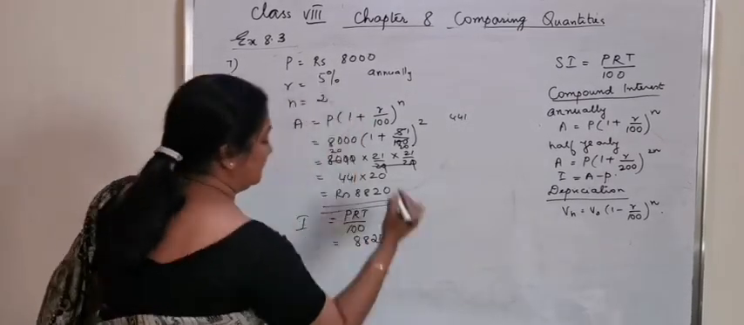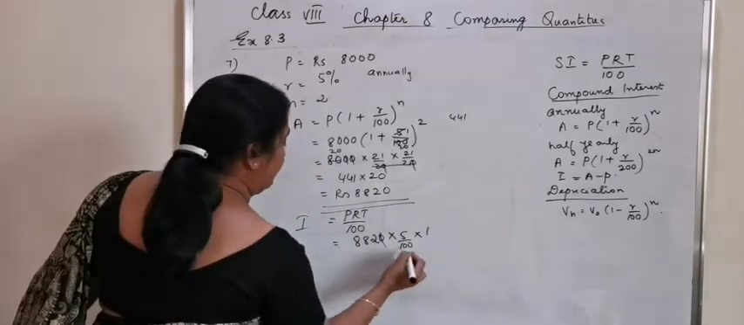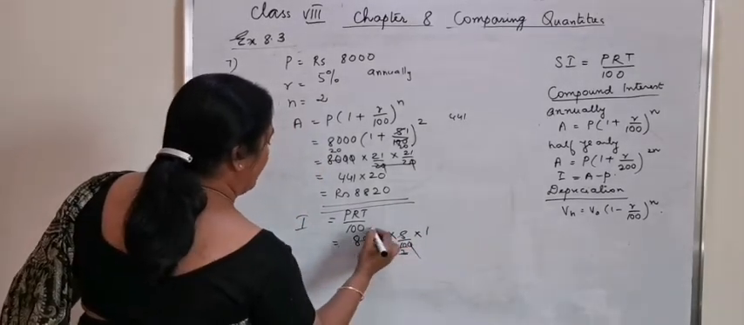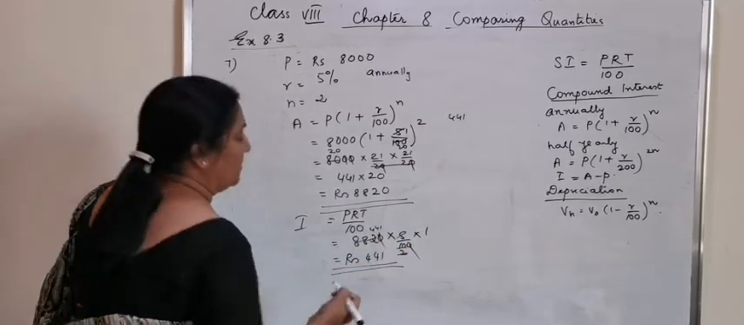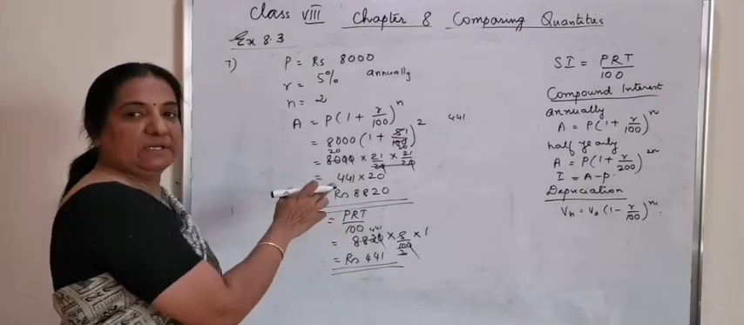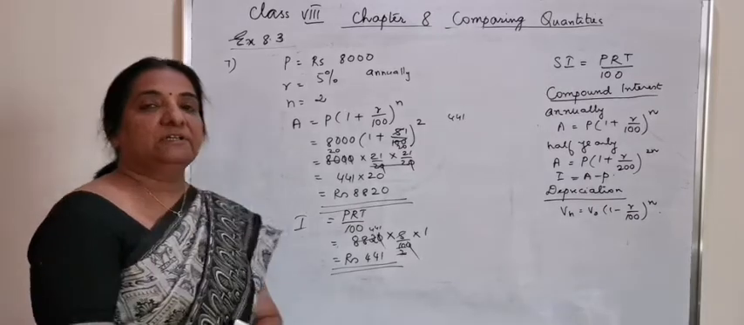8,820 into rate, which is 5, into another 1 more year, which is equal to rupees 441. That is, this will be the amount credited to her at the end of the second year, and this is the interest for the third year.